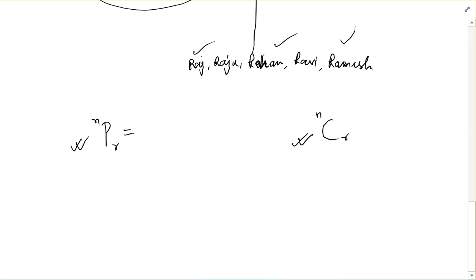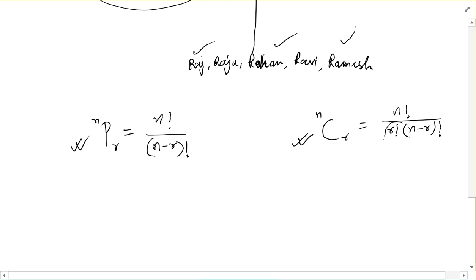This nPr is equal to n factorial by n minus r factorial, and nCr is equal to n factorial by r factorial into n minus r factorial. So this is the main difference in these two formulas, otherwise both are same. Now what does nPr mean? nPr means the number of ways of selecting r things out of n things.